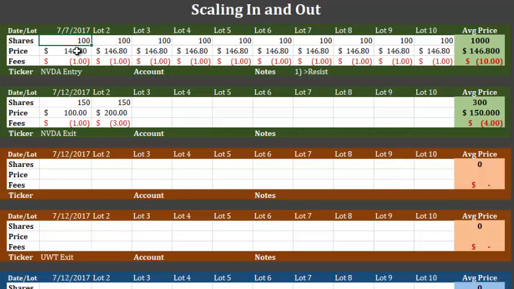Put in your shares, the price you bought the shares, and the commission fees. It'll average and add all your total shares, give you your average price, and give you a summary of the fees. You can use it for entering or exiting, and there's a place for notes, and if you wish to also annotate what account it corresponds to, you can do that.